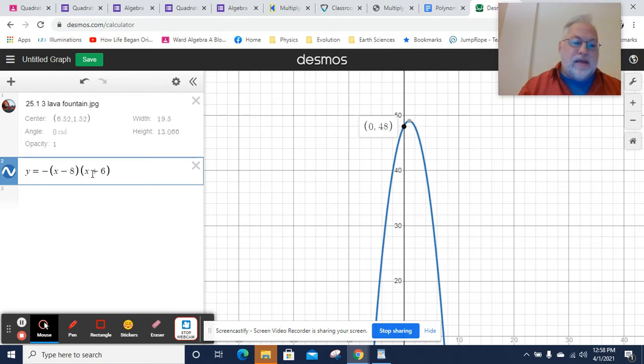This is 0 minus 8 times 0 plus 6. So 0 minus 8 times 0 plus 6 is going to be negative 8 times 6, negative 48. And then I flip it by making it the negative of the negative, which is the positive. Cool. All right, so I know that y-intercept is 48.